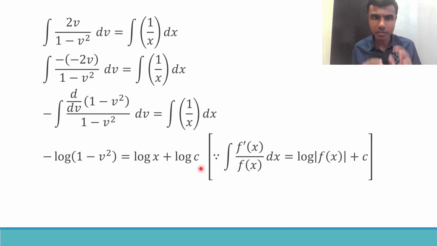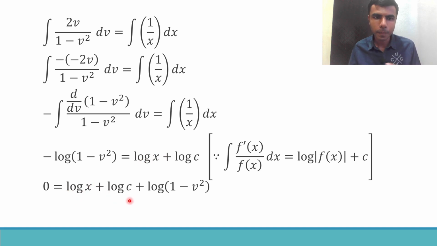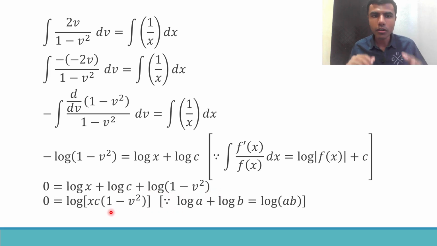Whenever we integrate, we get an integration constant, and that we are taking here as log c. Okay, fine. Now bring this minus log 1 minus v square to the RHS. So this is what I would get. Now this is like log x plus log c plus log of 1 minus v square. This can be written as log of xc into 1 minus v square. Now why? There's a property in logarithms which states that log a plus log b is nothing but log of ab. So whenever terms are like this, here there are 3, so these 3 would get multiplied.